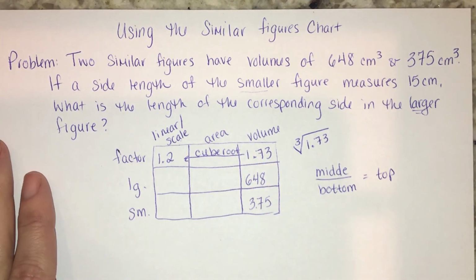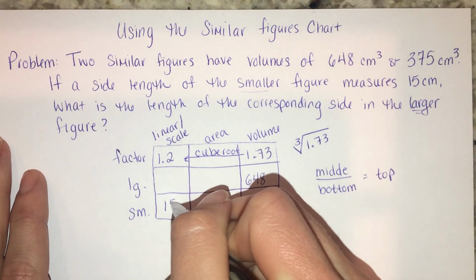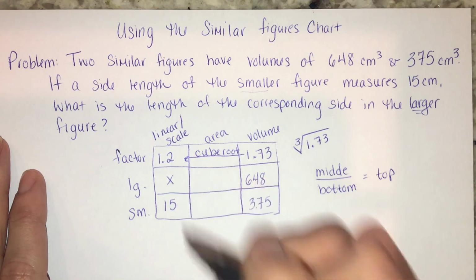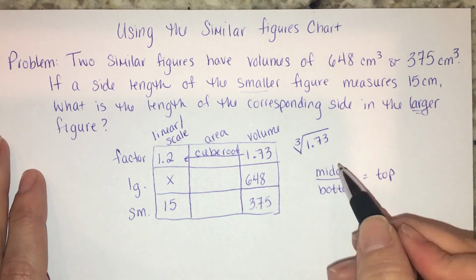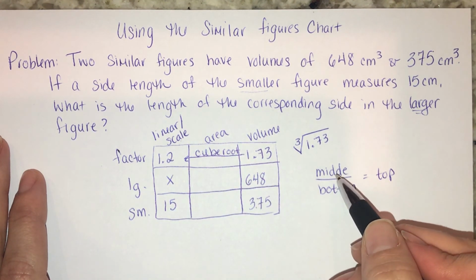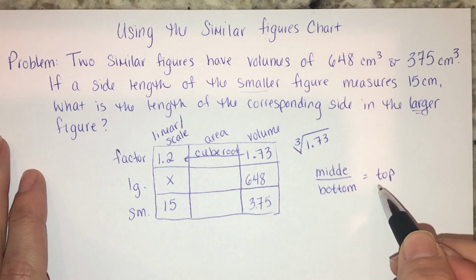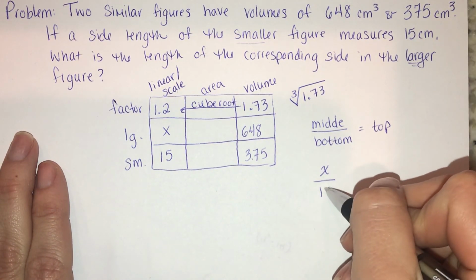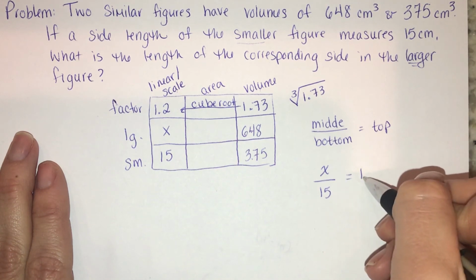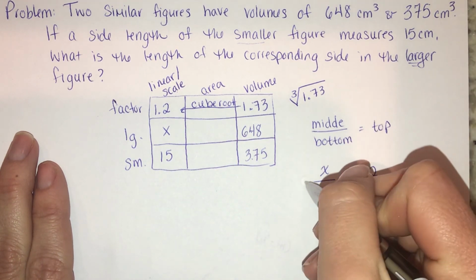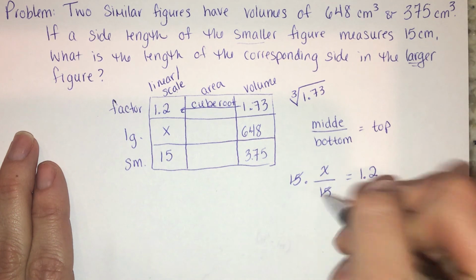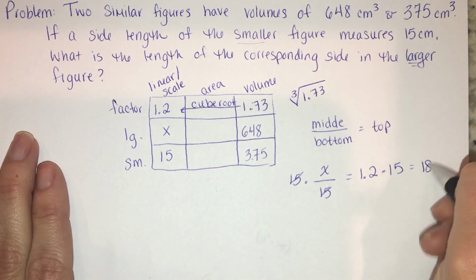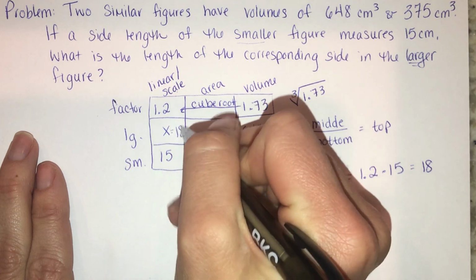The question tells me that the smaller side length is 15, and so I just have to figure out what the larger side length is. I can still use the rule that the middle row divided by the bottom row gives me the top row. So I can say x divided by 15 is going to give me 1.2. It's pretty easy to solve. Just multiply by 15 on both sides, and I would end up getting 18 for my larger side.